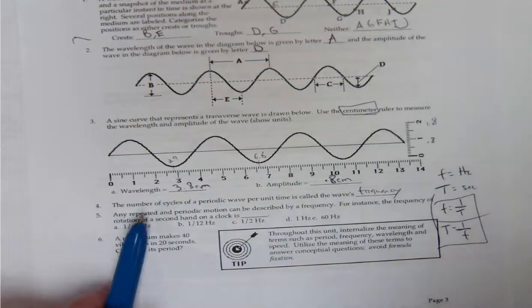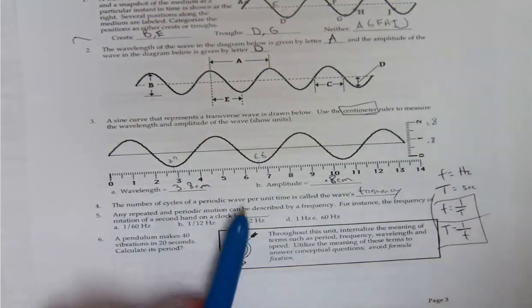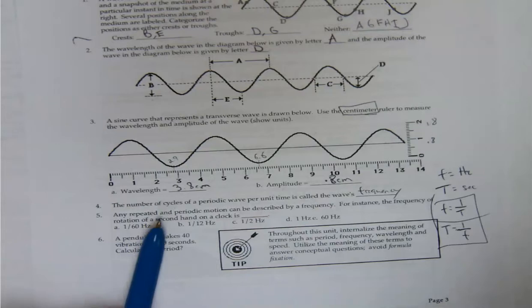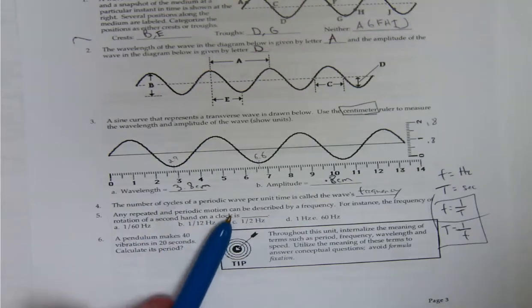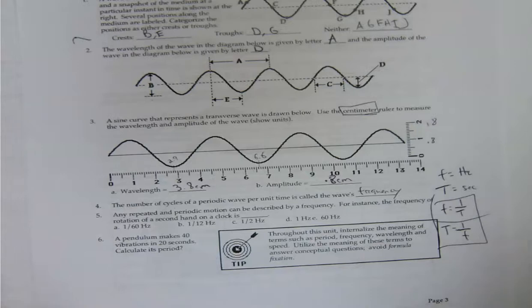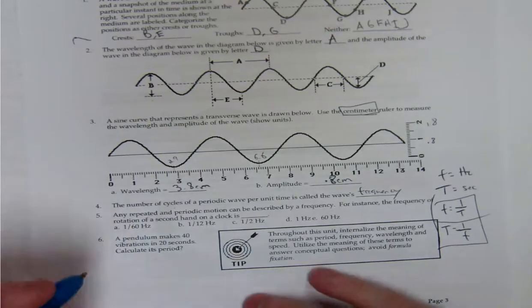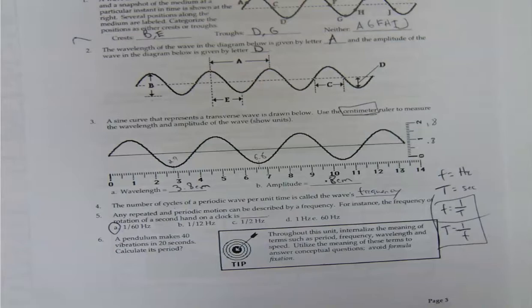All right, any repeated or periodic motion can be described by a frequency. Okay, for instance, the frequency of rotation of a second hand on a clock is, so remember it's 1 point, right? Tick, tick, tick. So the frequency is 1 over 60 hertz. Bam, so that's A.